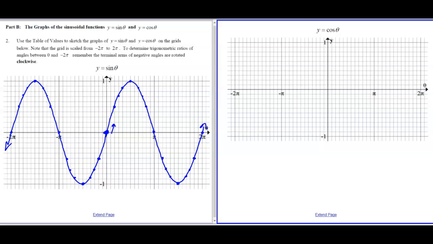Cosine, okay, I'm just quickly going to do cosine. I'm going to get you to do cosine on your own. But cosine starts at the top. If you look at your table of values, when theta is 0, cosine is 1. And then basically that's the height of the mountain. So where it starts, the valley is at pi over 2.